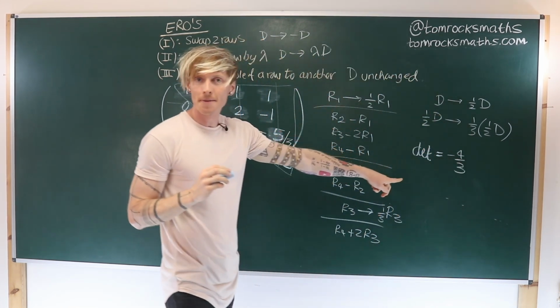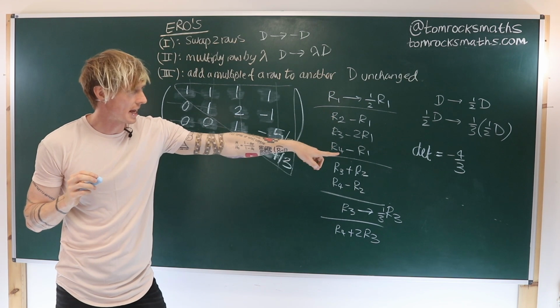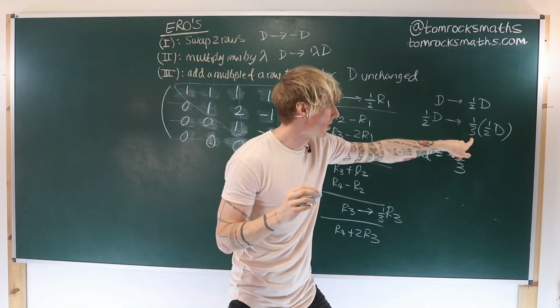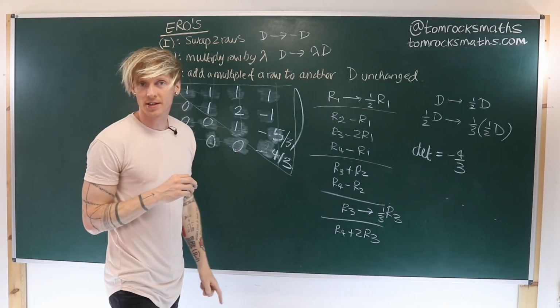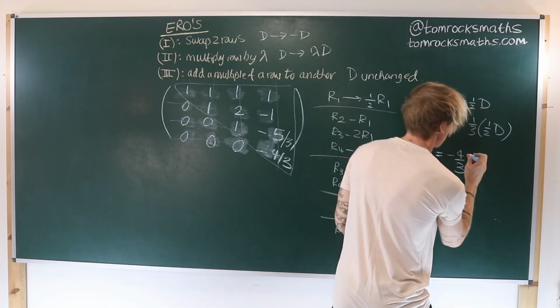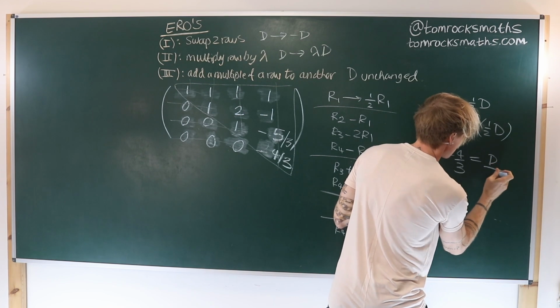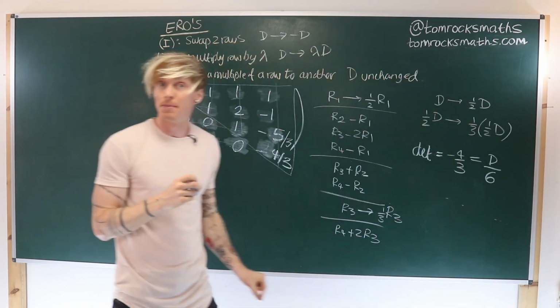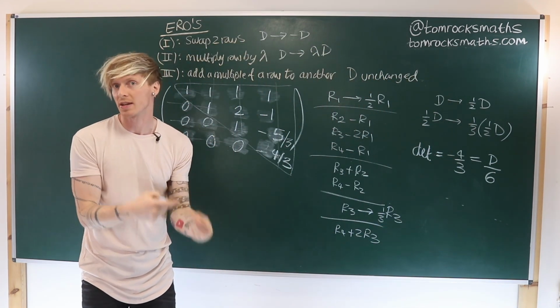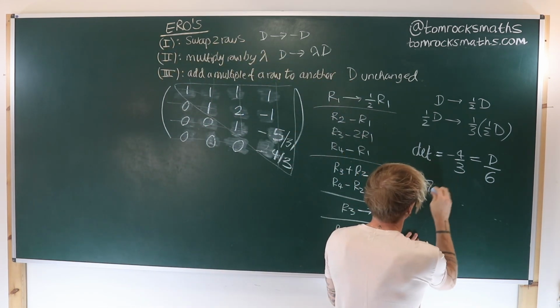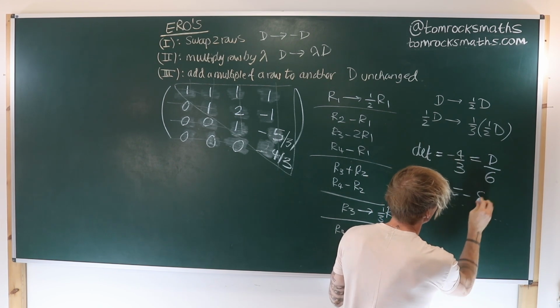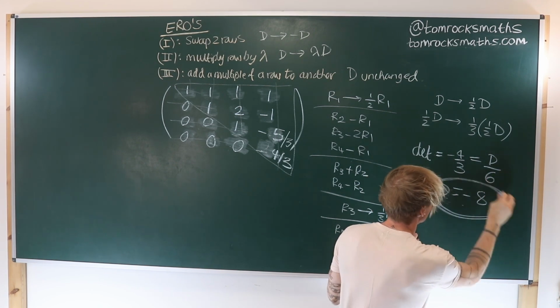But we remember the answer we've got here is equal to 1/3 times 1/2 times the original determinant. So this is equal to d divided by 6. And d, remember, was the determinant of the starting matrix that we wanted. So we multiply both sides by 6. That tells us that d is equal to minus 8.